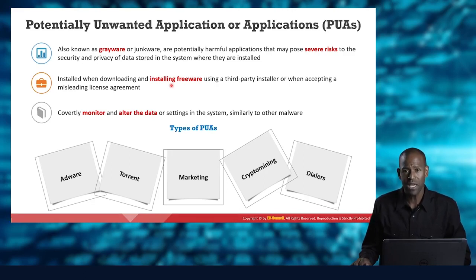And some of those apps can monitor, steal data, but mainly they're used for ads, maybe for downloading software through torrents. A lot of times they're used for marketing, or sometimes they can be used for crypto mining, and your computer system can mine some type of cryptocurrency because of a PUA, or even a dialer. They are contacting other systems. So it's very important that your anti-malware endpoint protection antivirus scans for and removes PUPs, PUAs, grayware, and junkware.